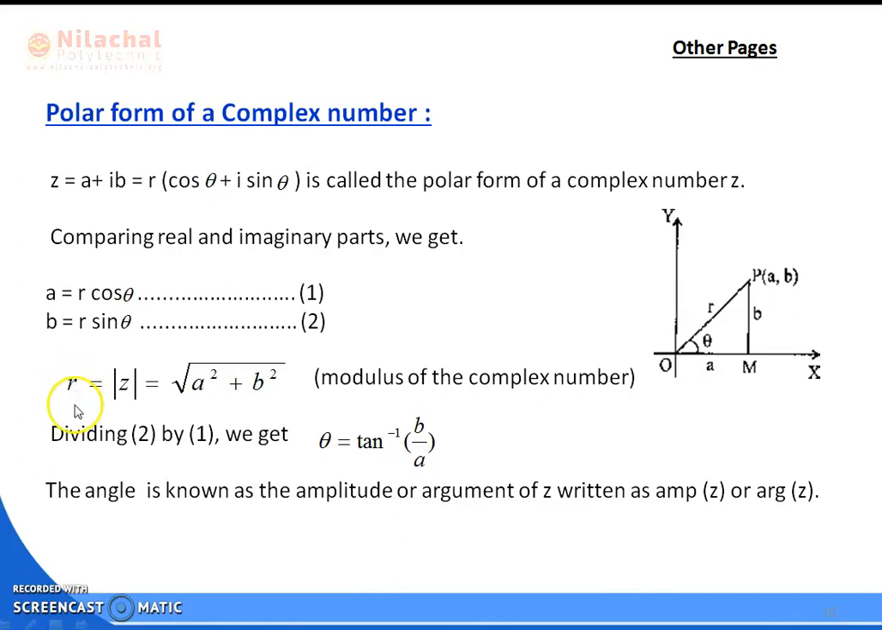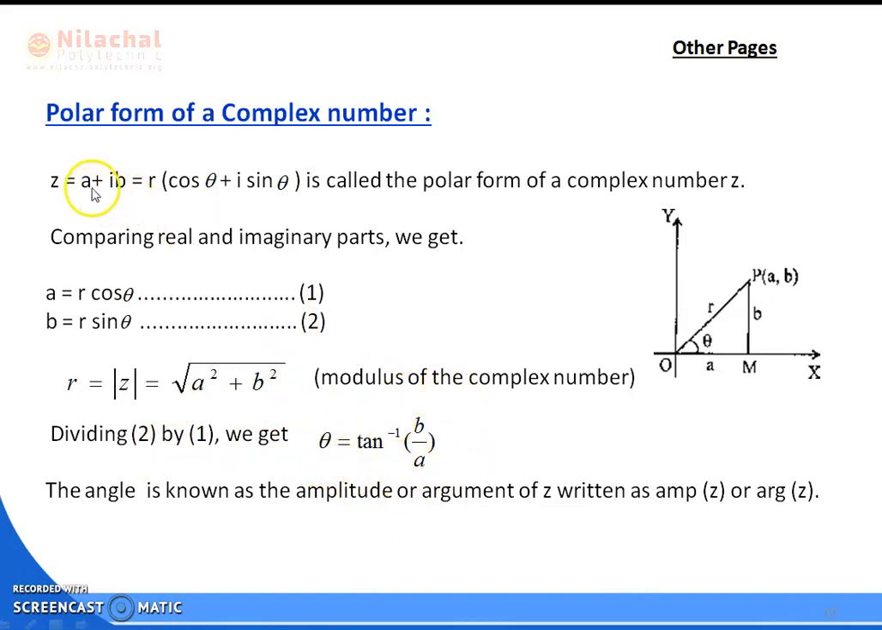Clear? Similarly, dividing. This is equation 1, this is equation 2. If you divide equation 2 by 1, we get r sin theta by r cos theta equals b by a. Then r will be cancelled. Then sin theta by cos theta will be tan theta. Tan theta equals b by a. So that implies theta equals tan inverse b by a. Clear? After dividing, we get theta equals tan inverse b by a.